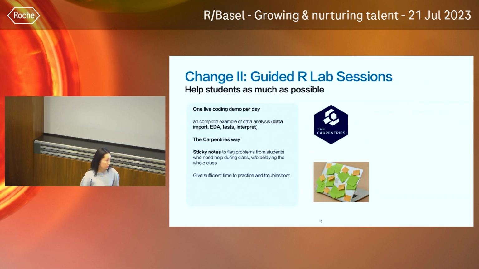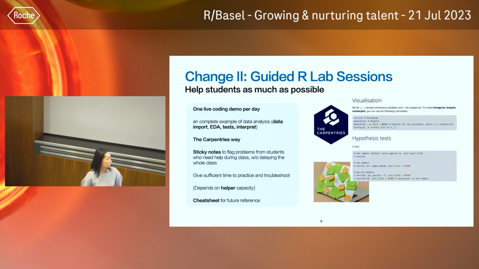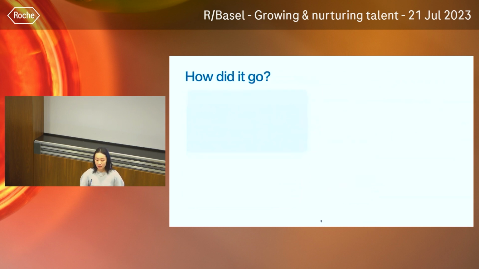And we have to give sufficient time for students to practice so that they can actually encounter some problems that we can help them address. Obviously, it depends on the helper's capacity. If we don't have any, we cannot help everybody. And in the end, we have a cheat sheet for them for future reference, which is essentially a Quarto website without rendering the code output. So for the instructors, it's pretty easy to do, because we copy the stuff we use in class to a new place. For the result, how did it go?